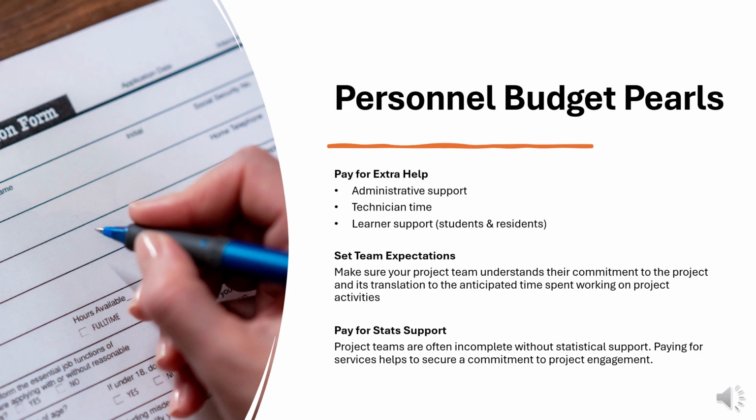Here are just a few personnel pearls. I mentioned this on the previous slide, but I recommend giving real consideration to allocating funds for additional administrative support, technician time, and assistance from learners. Many hands make light work. For the project team, clearly define the roles and expectations for each team member to ensure everyone is aware of their commitment to the project. Finally, securing statistical support for the project can be invaluable and should be factored into the budget planning process.